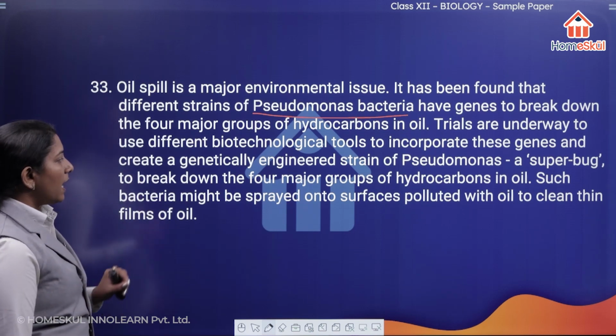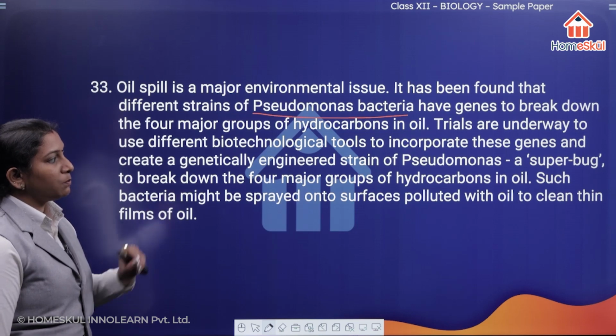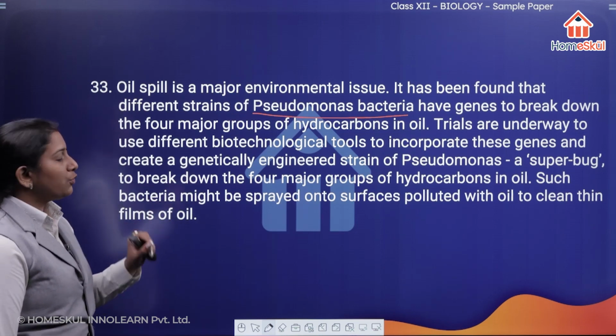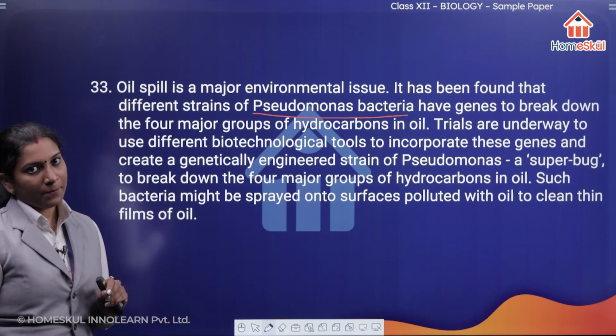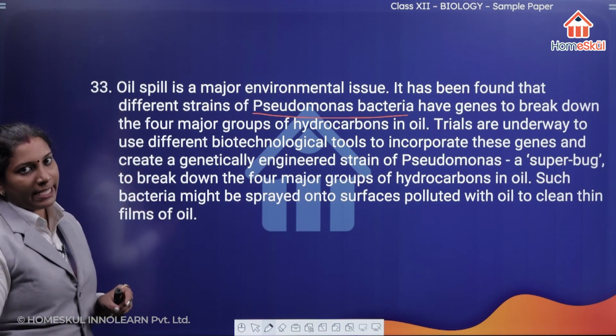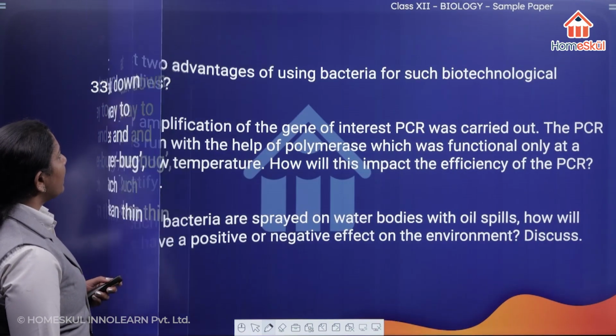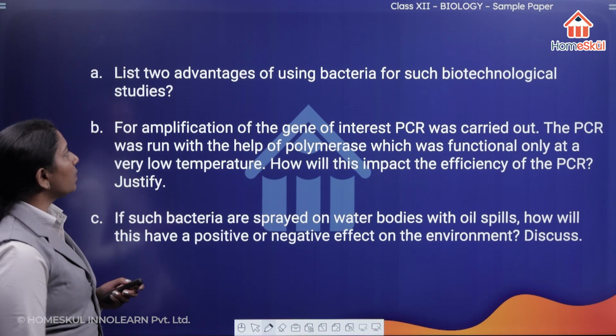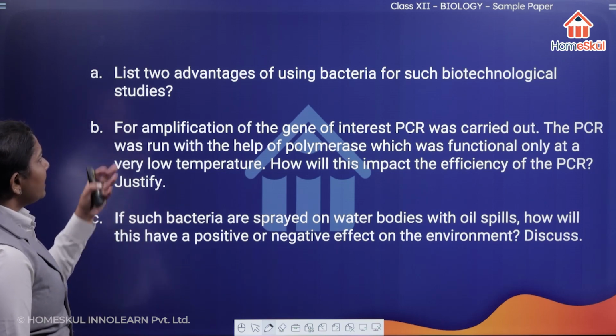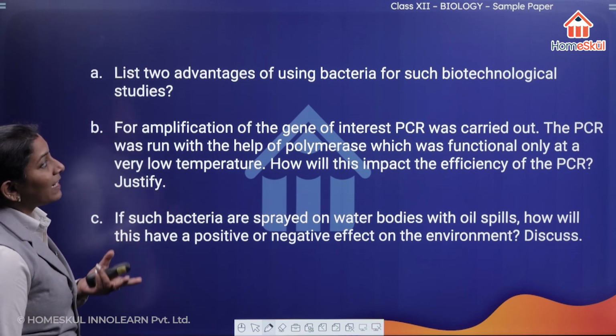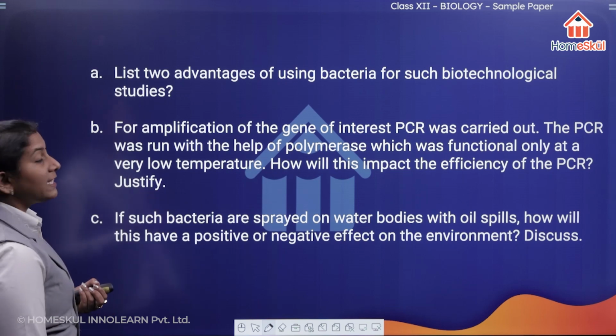Such bacteria might be sprayed onto surfaces polluted with oil to clean thin films of oil. So this is a case, and based on this, we have certain questions. Question A: list 2 advantages of using bacteria for such biotechnological studies.